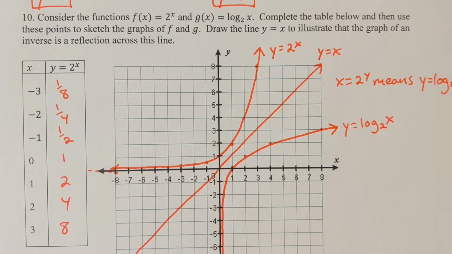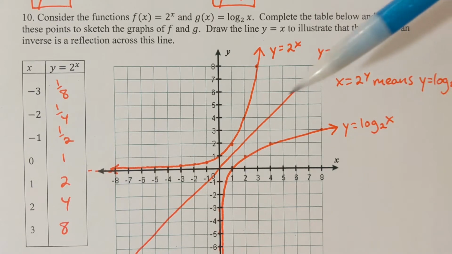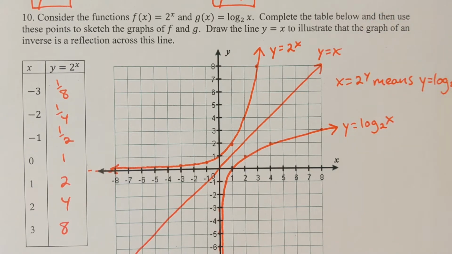We're going to consider the functions f of x equal 2 to the x and then g of x equal log base 2 of x. Complete the table below and then use these points to sketch the graphs of f and g. We're also going to draw the line y equal x to illustrate that the graph of an inverse is a reflection across this line. Okay, we talked about inverse functions in section 11.6. Okay, and I had mentioned that the topic of inverses would come up again. Okay, and here's where we see that.